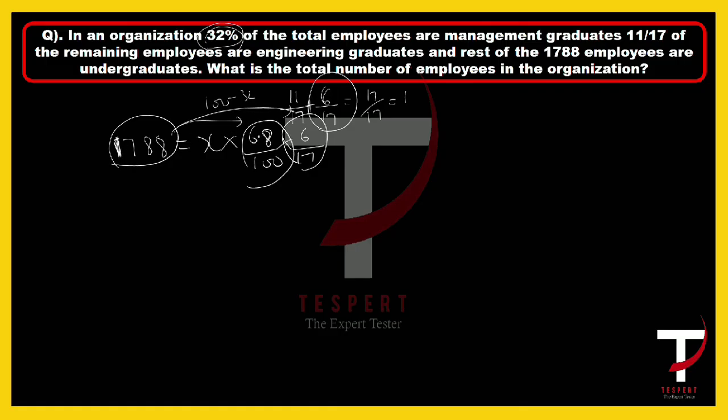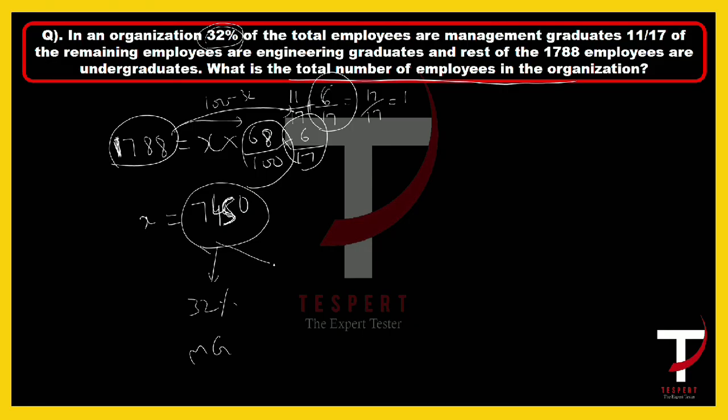x will be equal to 7,450. 7,450 is the total number of employees in the organization. Out of the 7,450, 32% are the management graduates, and out of the remaining value, 11/17 are the engineering graduates. Okay, fine. Let's move on to the next one.